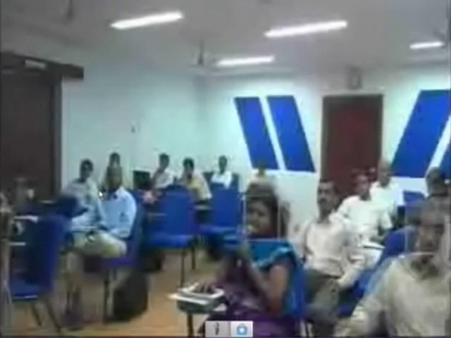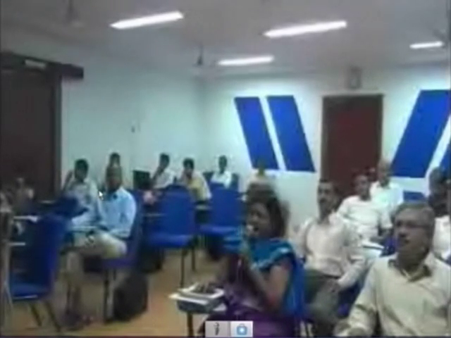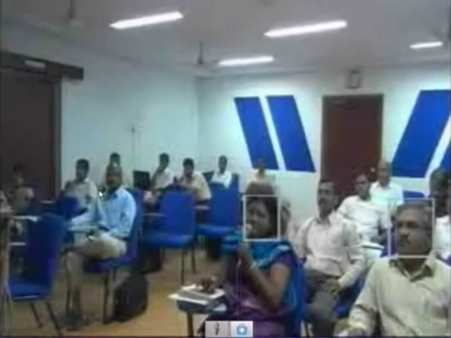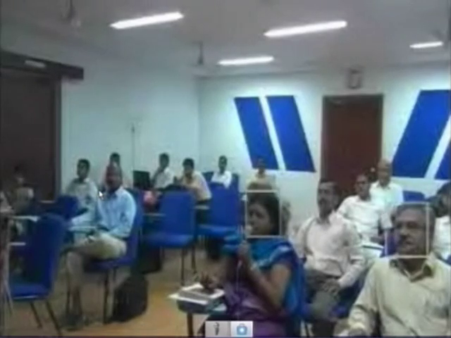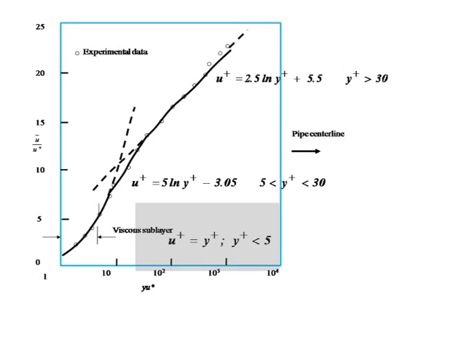Sir, we discussed the universal profile for flow over the plate and flow in the pipe. Can we apply that universal profile in an agitated vessel? So the question asked by one of the participants is, can I apply this universal profile, whatever has been taught, this u plus, y plus, the viscous sublayer, buffer layer and the turbulent boundary layer, which we said is applicable for flow over a flat plate and for flow in internal pipes? Is it applicable for agitated flows?